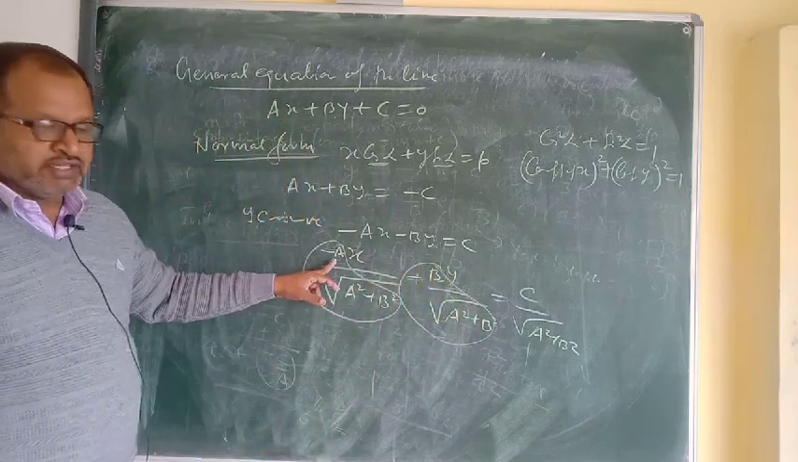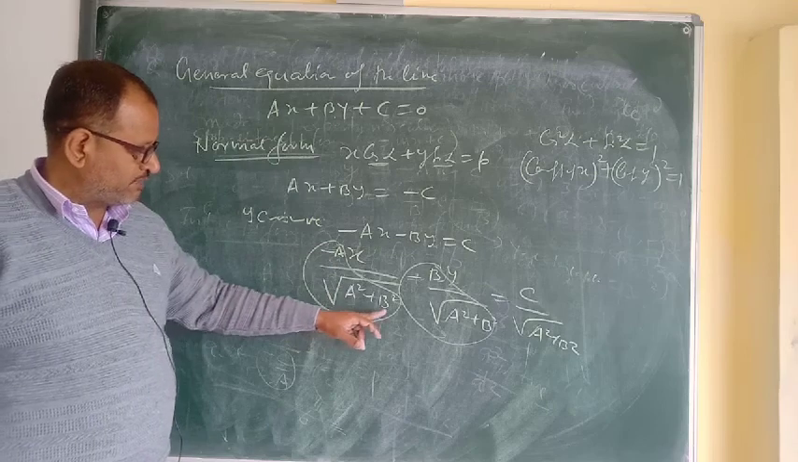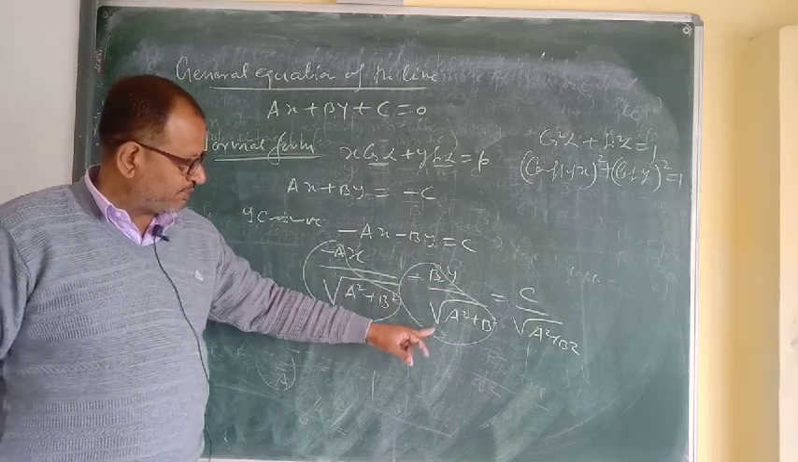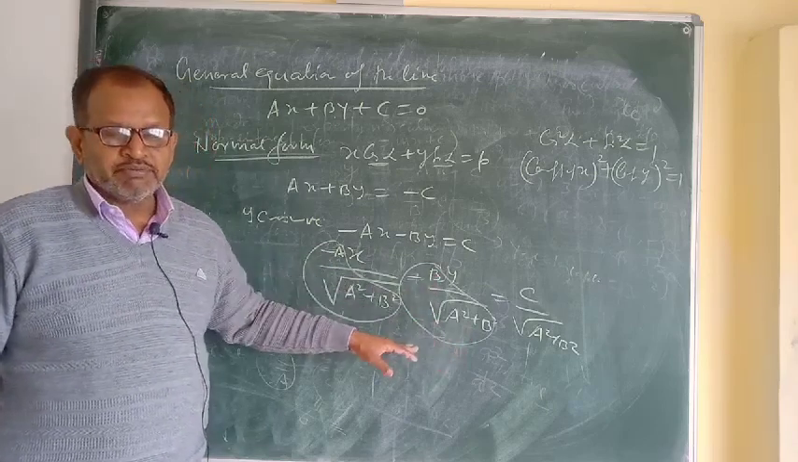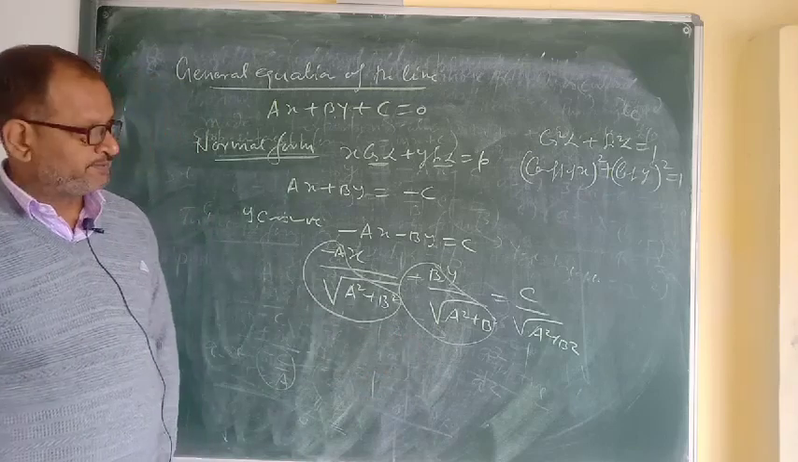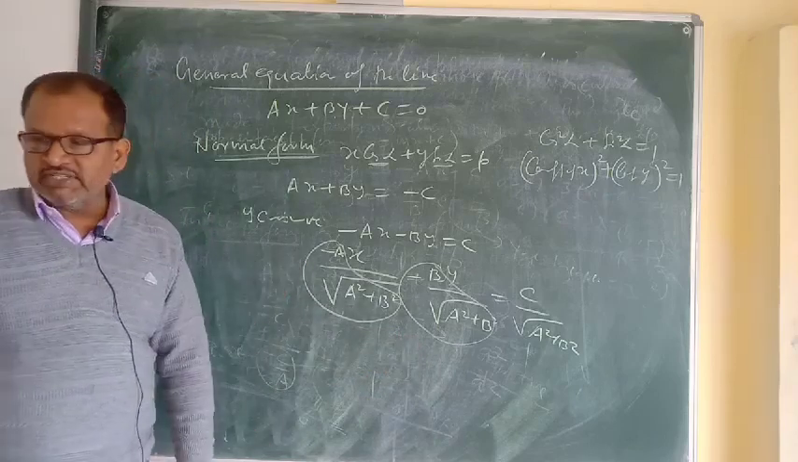Because what is the square here? a squared upon a squared plus b squared, and here b squared upon a squared plus b squared. After simplification it will come to 1. So it will be more clear with the help of an example.